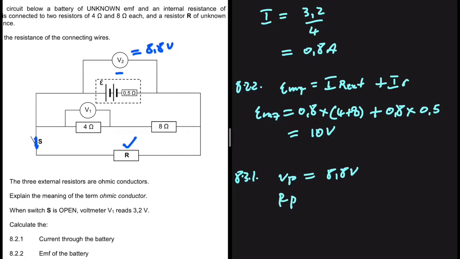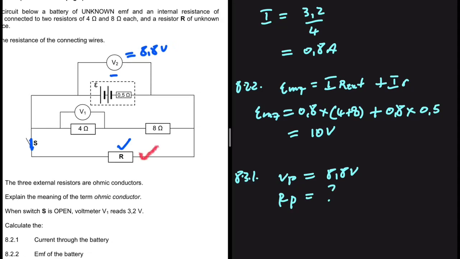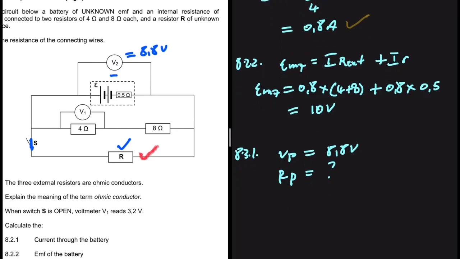Well, we have almost RP, because we're looking for the resistance of R. So we can let that be our unknown variable. Because if we find RP, then we have R. So VP is equal to IT multiplied by RP. Can we calculate IT? Yes, we can. IT is not 0.8 ampere anymore because now the switch is closed. The current is going to change. So we have to calculate IT again.